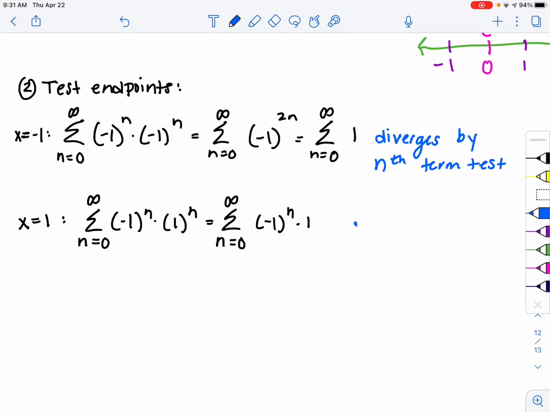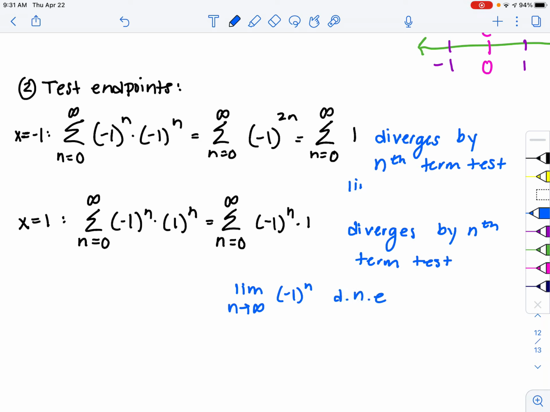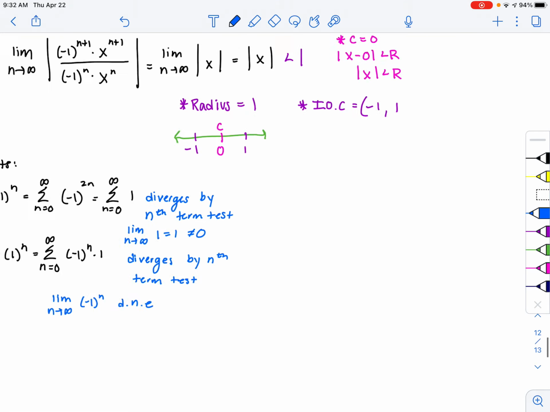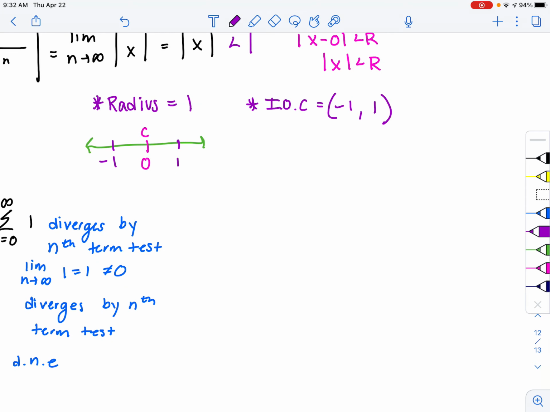Right, we can write it though if we want. We know that this is also going to diverge by the nth term test because negative 1 to the n is oscillating, so the limit does not exist. And since the limit does not exist, it automatically diverges. If we want to be a little bit more specific, we could say the limit as n approaches infinity of negative 1 to the n does not exist. Up here we would have said the limit as n goes to infinity of 1 is equal to 1, and that does not equal 0. So we're also not going to include this endpoint over here.